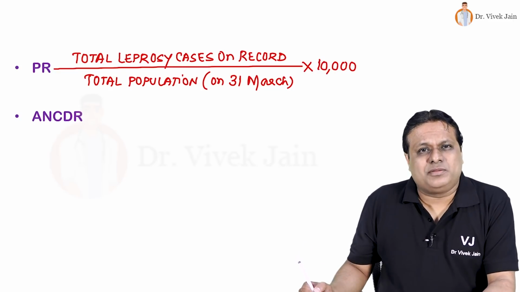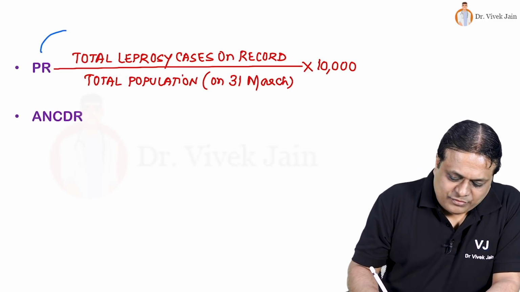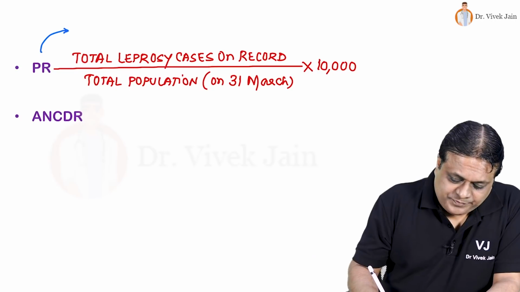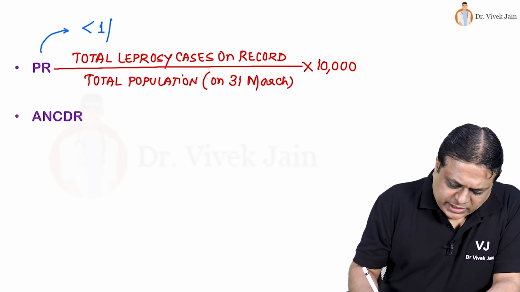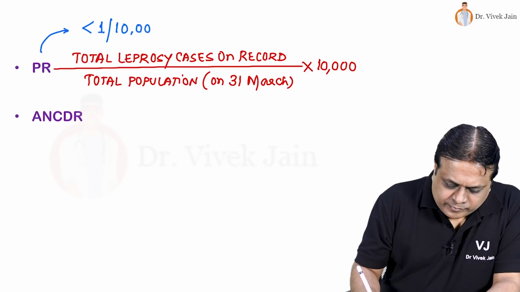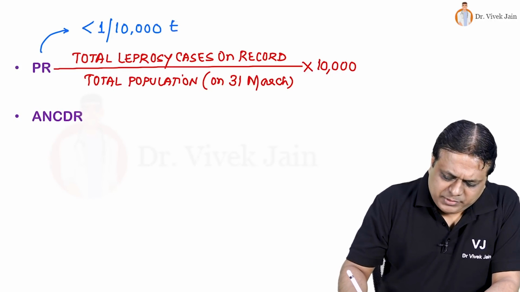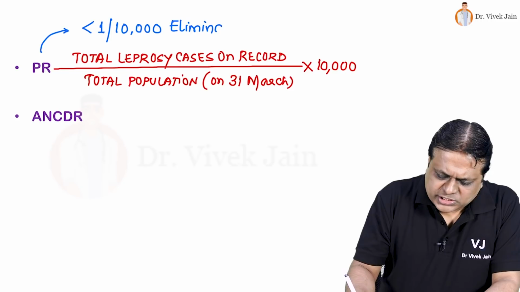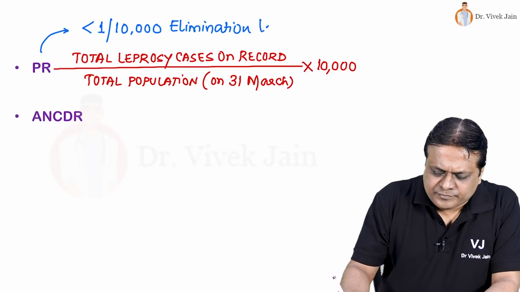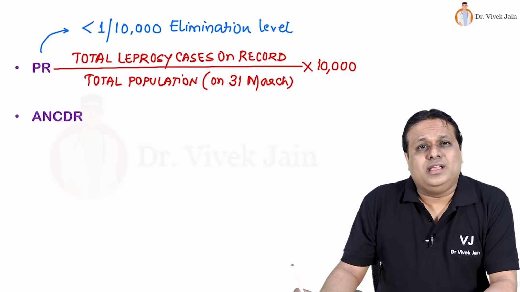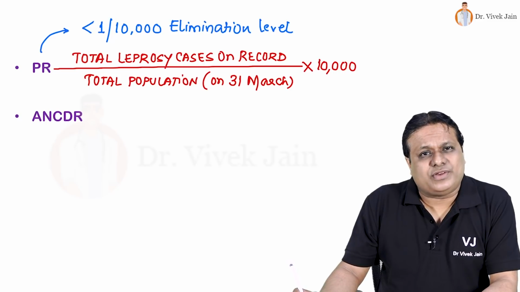10,000. Please remember, elimination level for leprosy designated is when the prevalence rate is less than 1 case per 10,000 population in a year. This elimination level was achieved by our country India in December 2005.